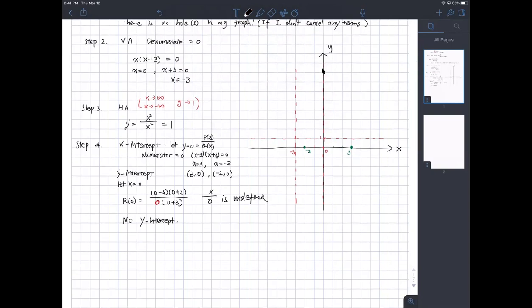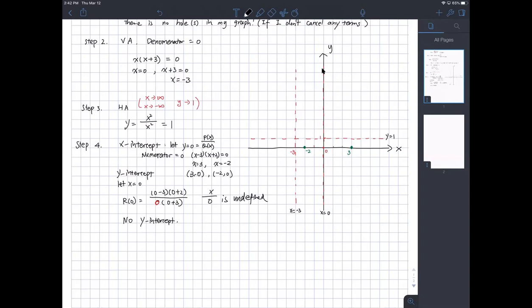We have our vertical asymptotes at x equals negative 3 and x equals 0, and we have our horizontal asymptote at y equals 1. And then we also have 2 points, right? The 2 x-intercepts, (negative 2, 0) and (3, 0). So now I'm going to try to draw the graph.